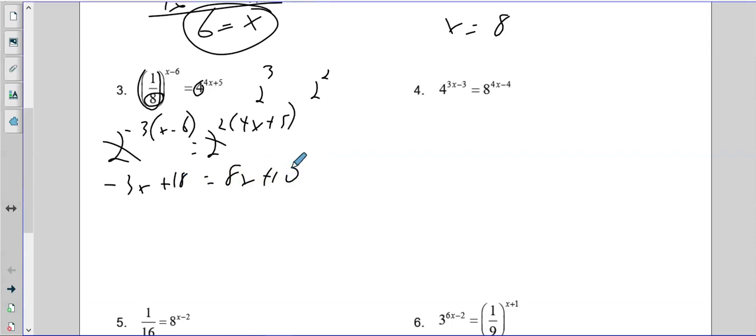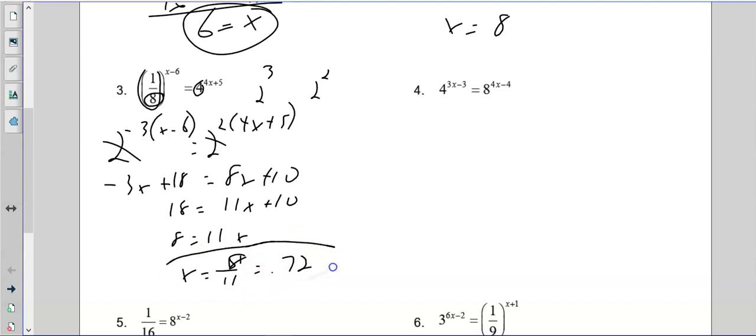So I'm going to add 3x to both sides. Then subtract 10. And then divide by 11. X equals 8 divided by 11, or 0.72. Either answer would be fine.